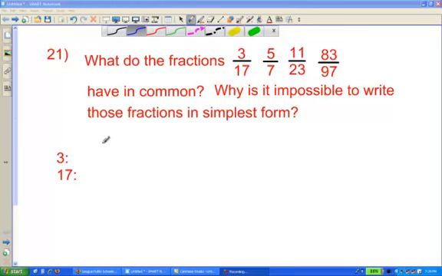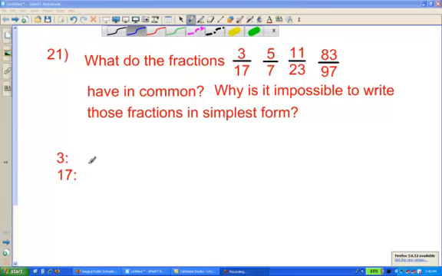Number 21 on your homework, it says, what are the fractions 3/17, 5/7, 11/23, and 83/97 have in common? And why is it impossible to write those fractions in simplest form? So if you look at these numbers, it's kind of tough to tell right away. But 3/17, what can I reduce that to?